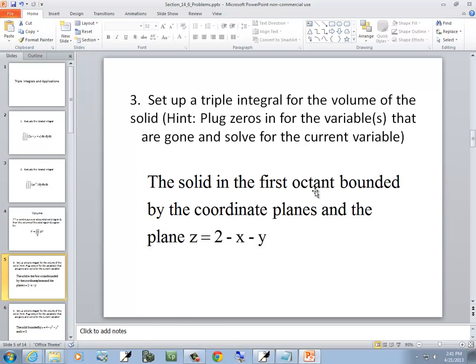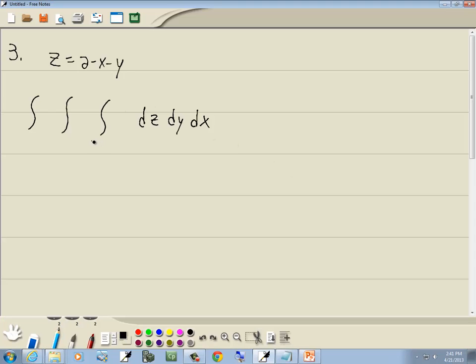Solve it in the first octant. First octant implies that everything's positive, and it starts at x equals 0, y equals 0, z equals 0. So for this one here, this is going to go from z equals 0 up to this right here, z equals 2 minus x minus y.